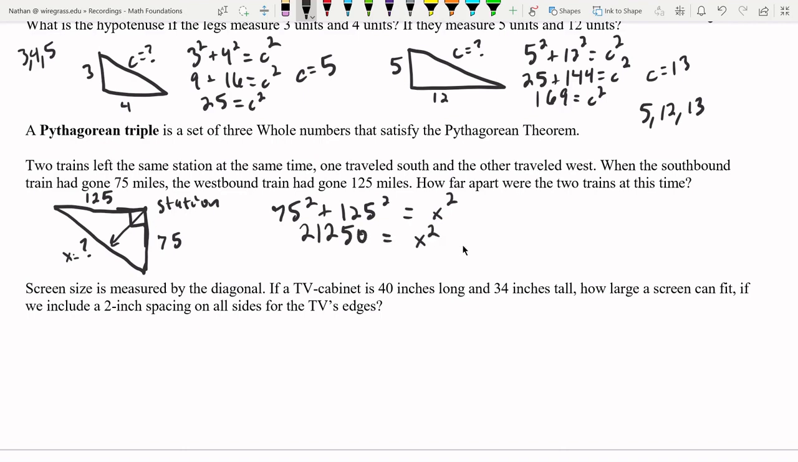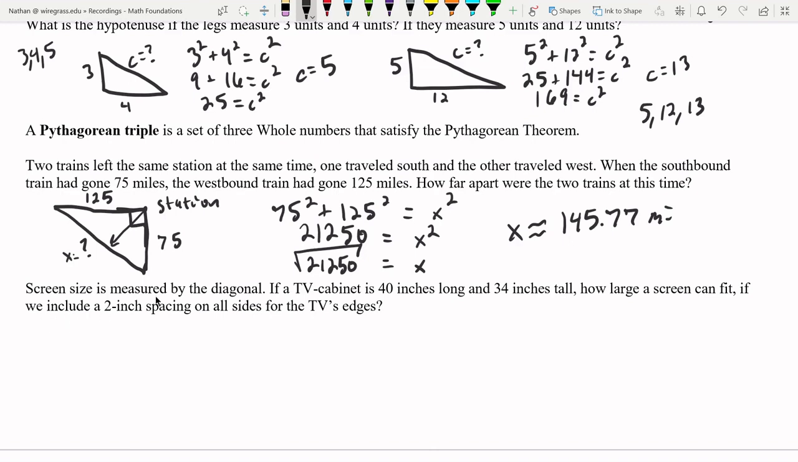So what square equals 21,250? That's going to be the square root. So that's going to give us approximately 145.77, and these are all in miles, so it's going to be miles here for our solution. So they're approximately 146 miles apart at that particular time.